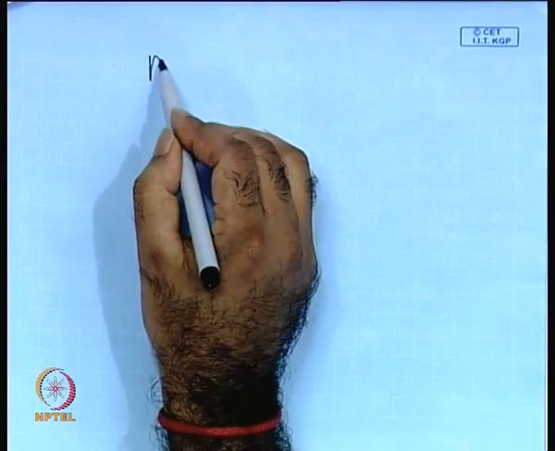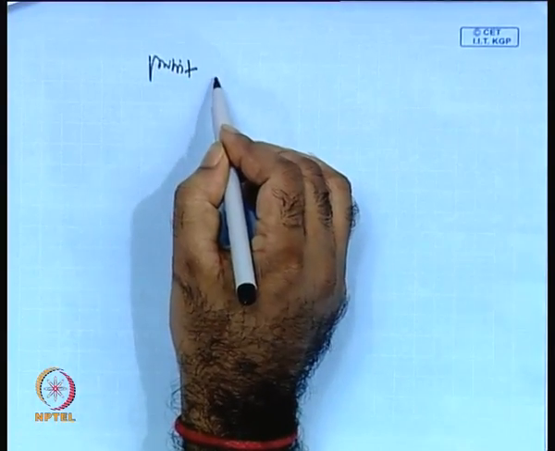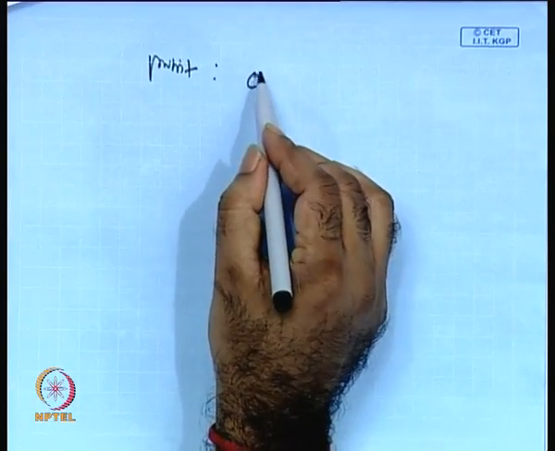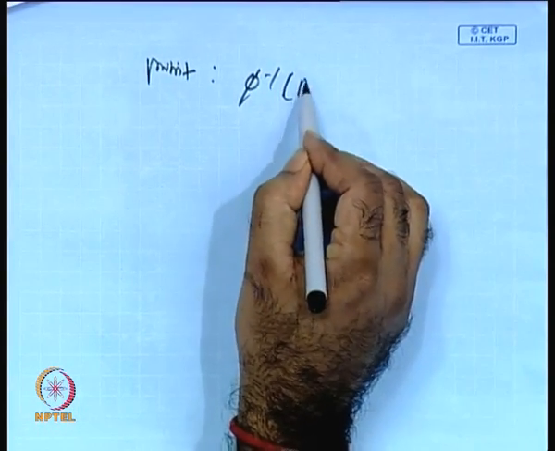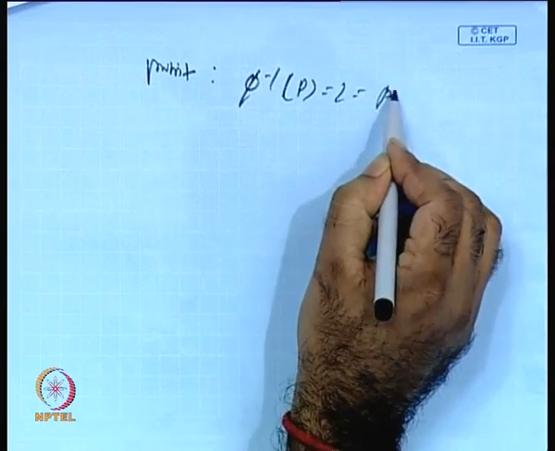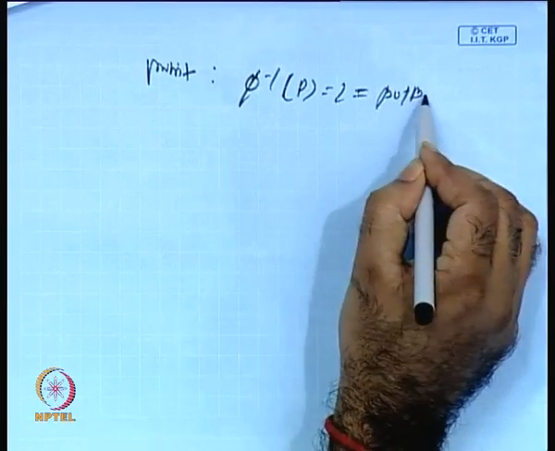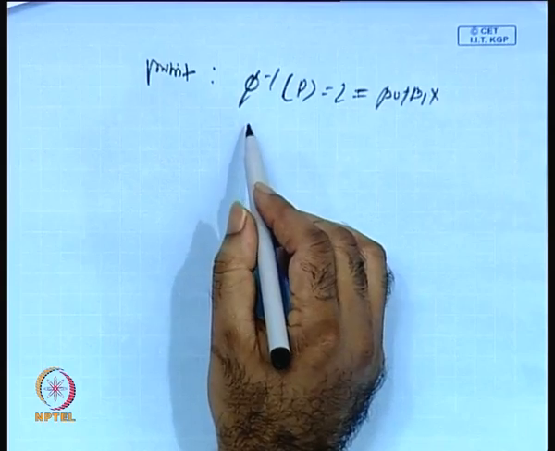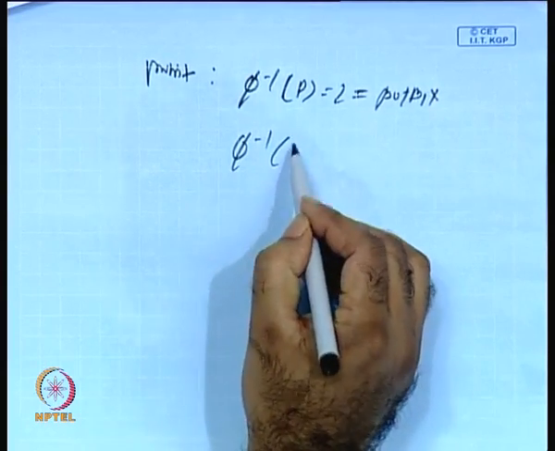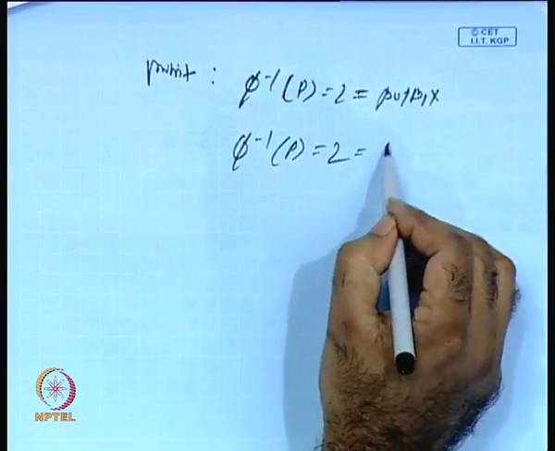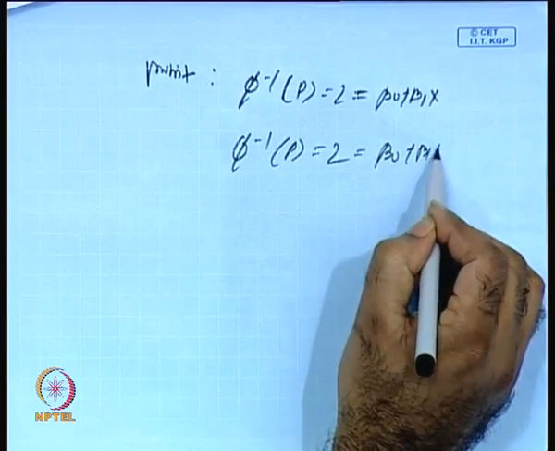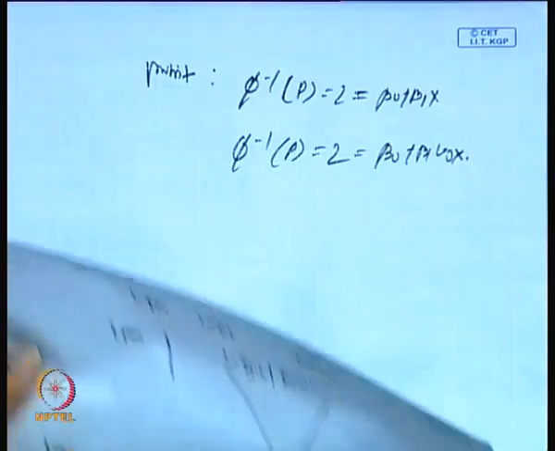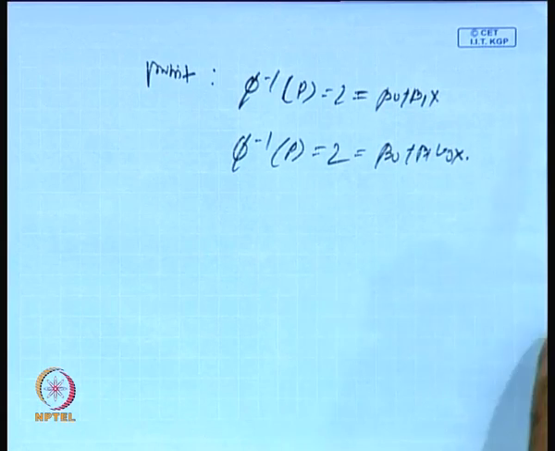Otherwise, the same can be done for the Probit model. The Probit model can be written either like this, inverse psi of p equal to z equal to beta 0 plus beta 1 x, or at the same time you can write it this way, z equal to beta 0 plus beta 1 log x. So, this can be another format through which you can discuss the Logit model and Probit model.